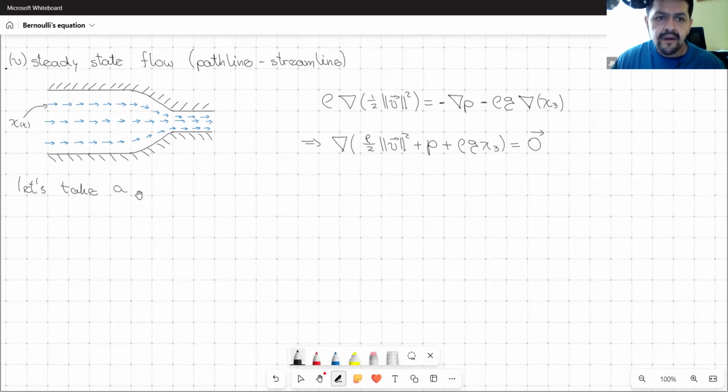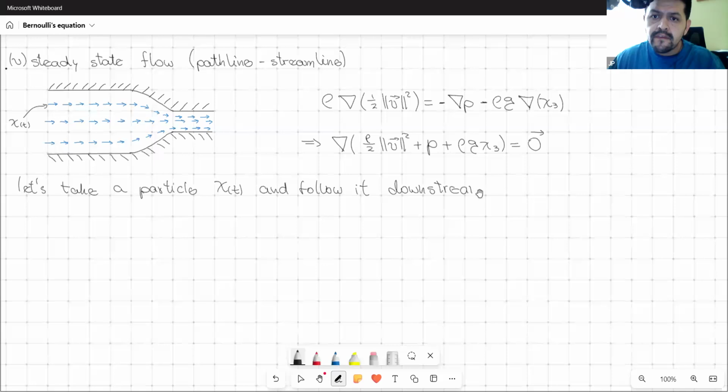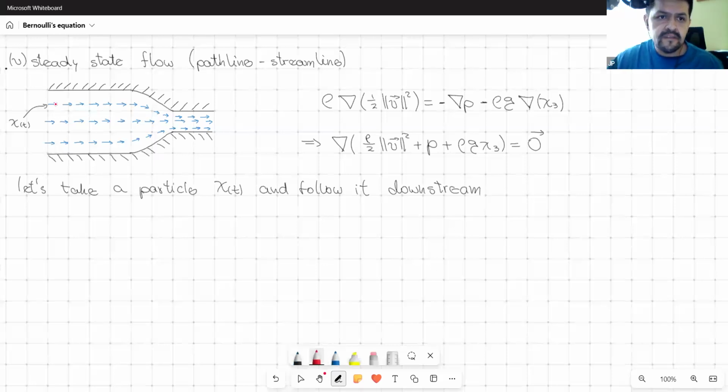Okay? Finally, what we will take is, let's take a particle, say x of t, and follow the particle downstream. This is what we are going to do. So say, for instance, we'll take a particle here. We can call this point 1, and we'll follow it across the flow until point 2. We can say that point 1 is at a time t1, and point 2 is at a time t2. And the idea is to find out what happens between t1 and t2 with this equation.